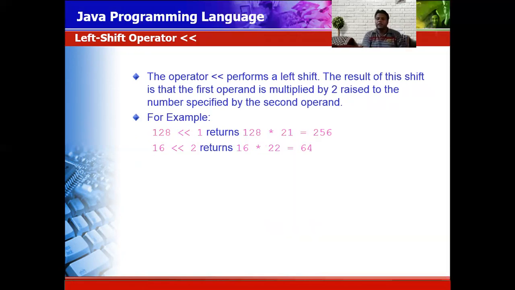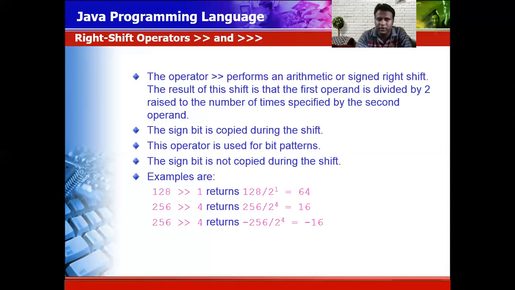The left shift operator performs the left shift, where the result of the shift is that the first operand is multiplied by 2 raised to the number specified by the second operand. If you write 128 left shift 1, that means 128 into 2 to the power 1. So 128 into 2 is 256. Then 16 left shift 2 means 16 into 2 to the power 2. 2 to the power 2 is 4, so 16 into 4 gives you 64. That is the work of the right shift and left shift operators.